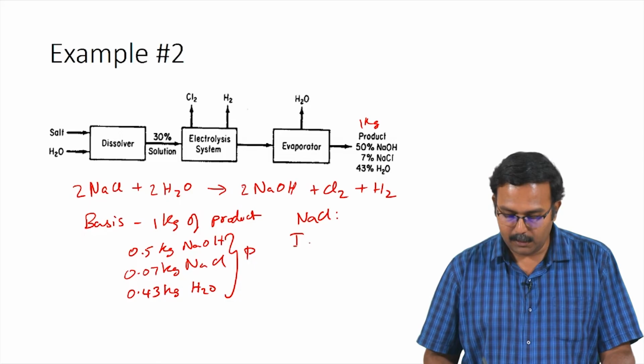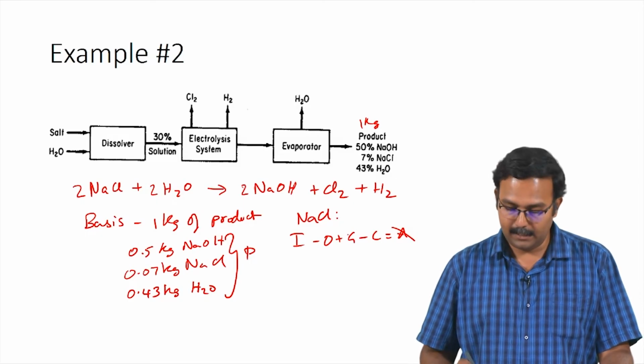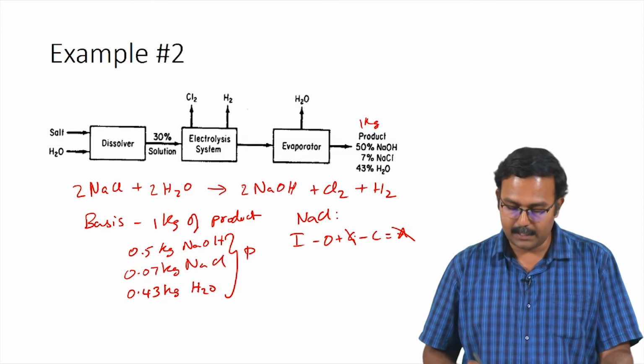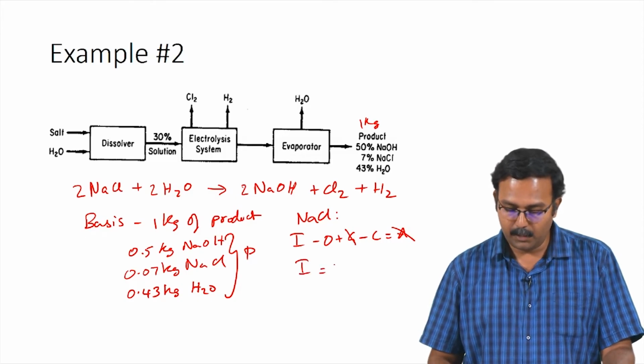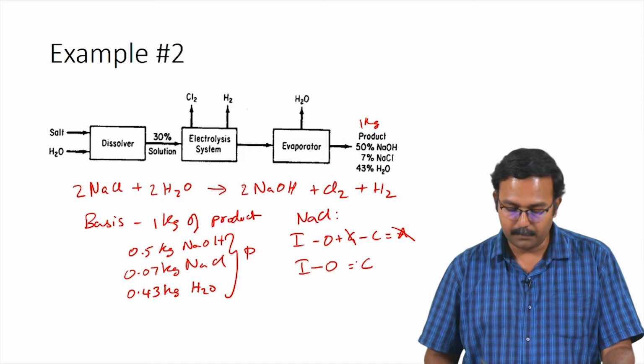So, NaCl balance would be input minus output plus generation minus consumption equals accumulation. At steady state, you do not have any accumulation. NaCl is a reactant, it is not being produced, so there is no generation. So, you end up with input equals output plus consumption. So, we need to calculate consumption. So, consumption equals input minus output.